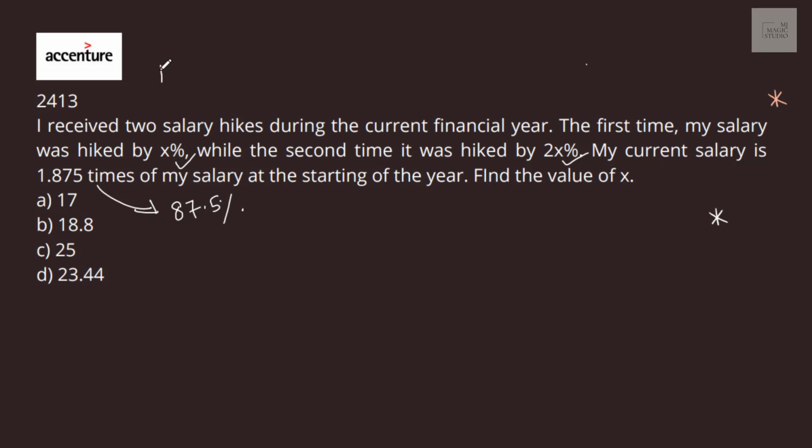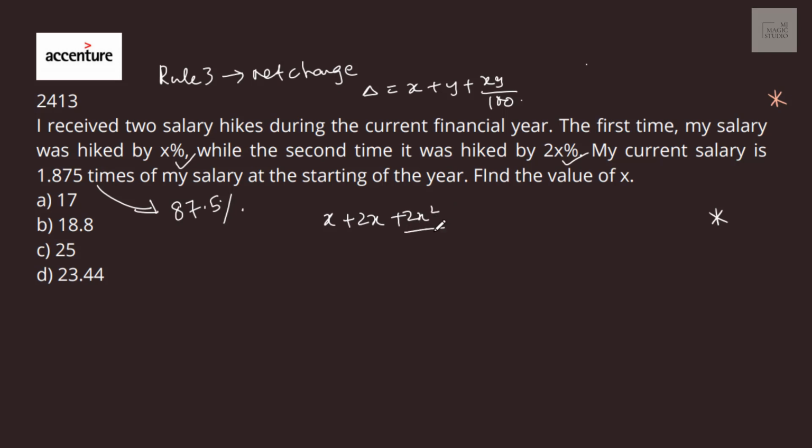Again, we would be using our rule 3, and that is net change, and the rule says net change is given by x plus y plus xy by 100 with respective signs. So in this case, x is x%, y is 2x. x plus 2x plus x into 2x, that is 2x square, by 100 equals 87.5. If I multiply by 100, it is 2x square plus 300x minus 8750 equals 0.